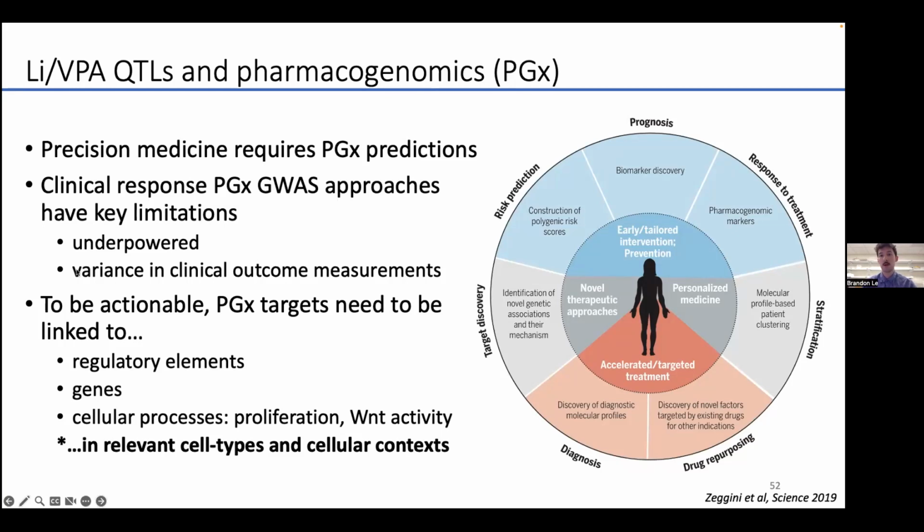And also the phenotyping of telling whether someone is a good or bad or not-so-good responder to a clinical treatment is sometimes subjective, and that makes it difficult to do genetic association. So we're hoping that by considering molecular and cellular phenotypes, we can drill down on the underlying mechanisms that may be affecting clinical responses and responses to environmental insults as well.